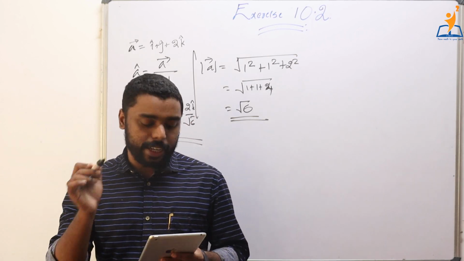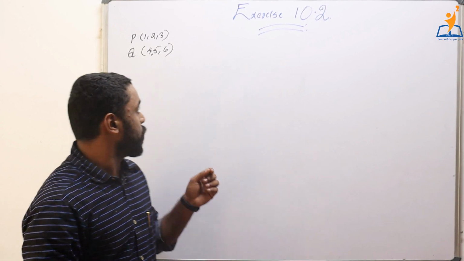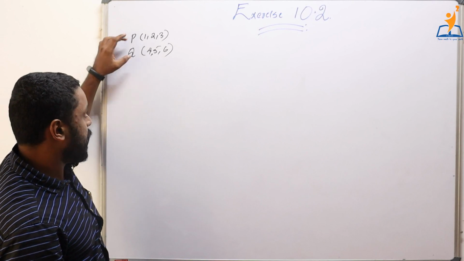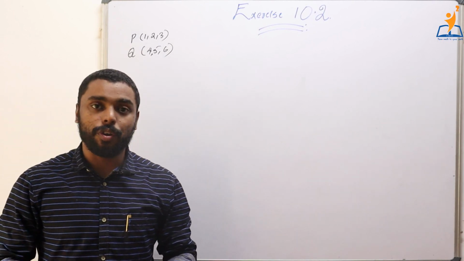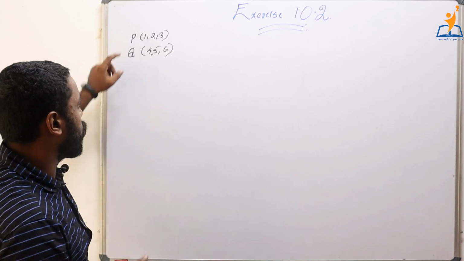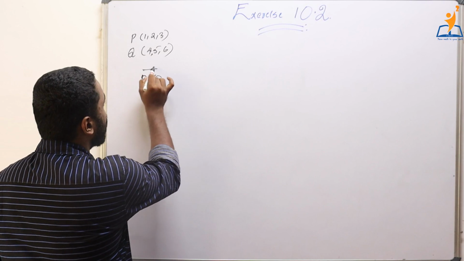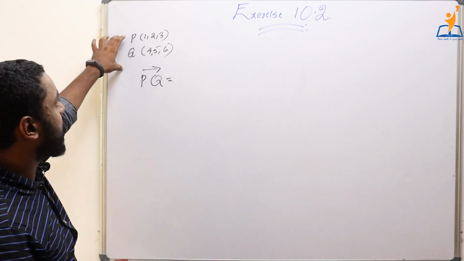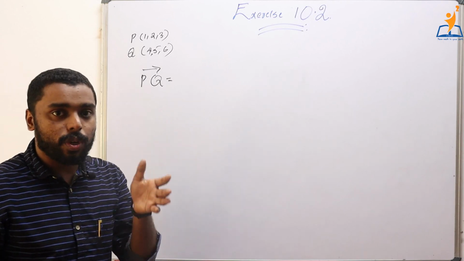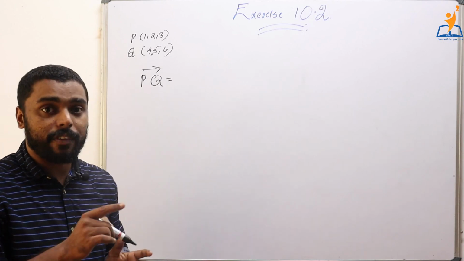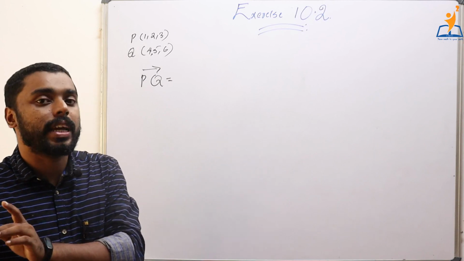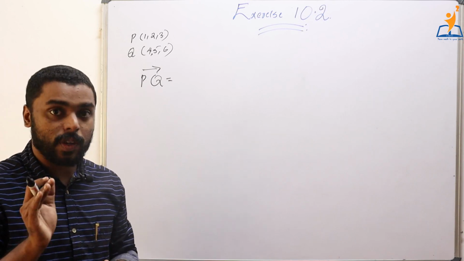Now we shall move to the next question. Next, the 8th question: find the unit vector in the direction of the vector PQ, where P is equal to (1, 2, 3) and Q is equal to (4, 5, 6). So we have to find a unit vector in the direction of the vector PQ. First of all, we have to find the vector PQ. We know that whenever we are given 2 points (x1, x2, x3) and (y1, y2, y3), then the vector in the direction of that is (y1 - x1) i cap, (y2 - x2) j cap, (y3 - x3) k cap. This was our last class.